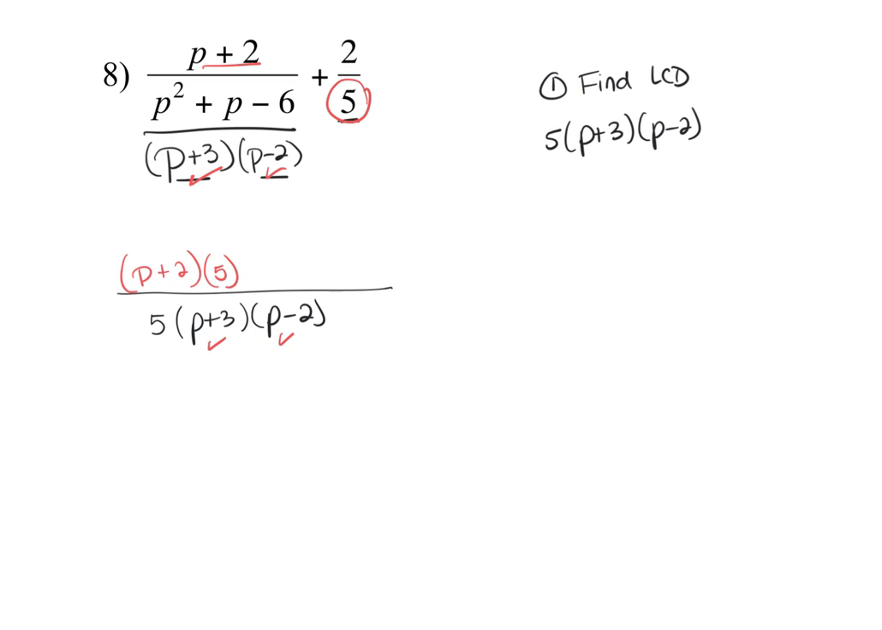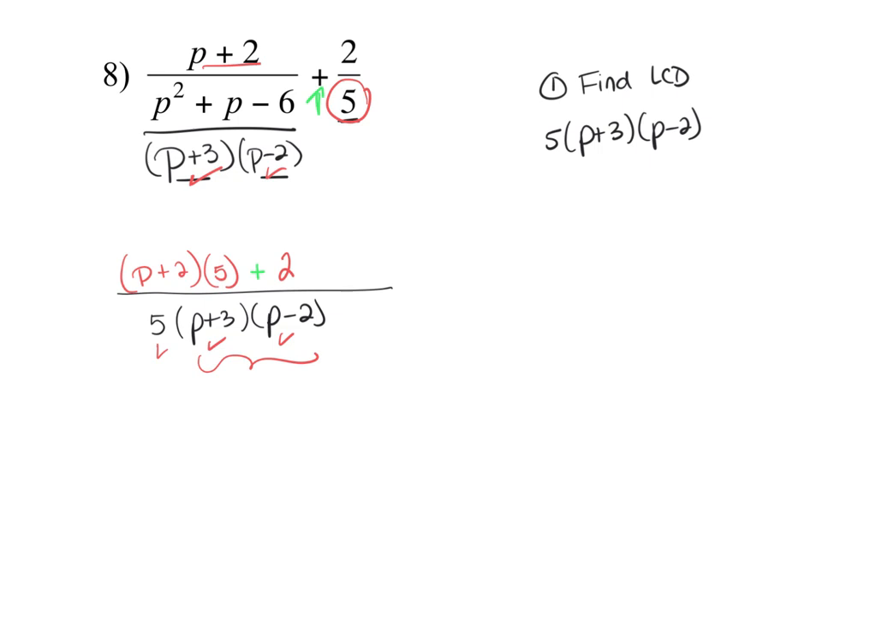I'm going to look at my next numerator. Again, make sure you check these because these could be addition or subtraction. In this case, it's addition. I'm going to look at the next numerator, which is 2. It only has the 5. It's missing this entire group.